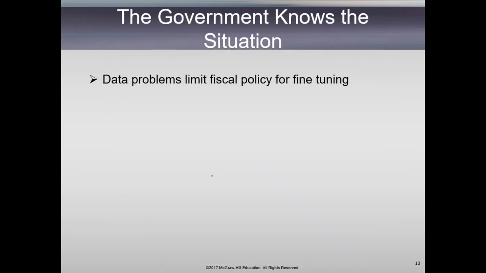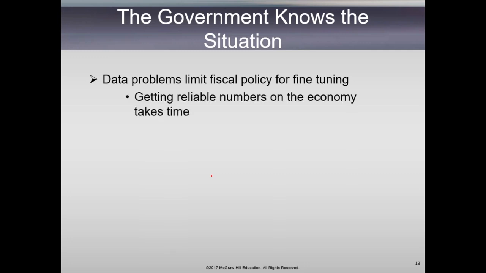So it's crowding out. The government knows what the situation is. So data problems limit fiscal policy's ability to fine-tune the economy. Right? Getting reliable numbers on the economy takes a lot of time. So we track GDP every quarter. Then it's revised a quarter later. So the most reliable numbers are already 6 months old.